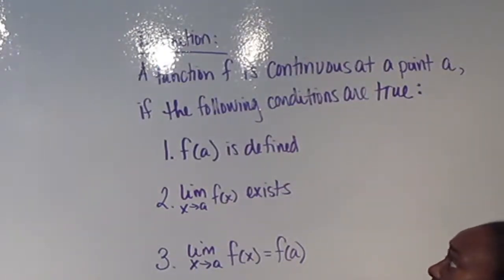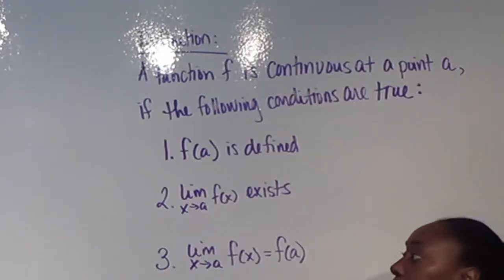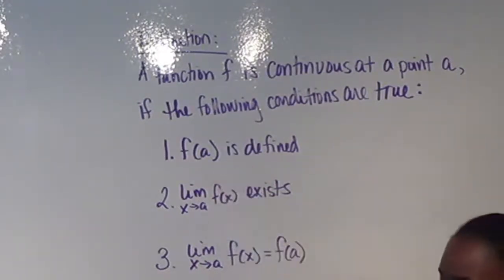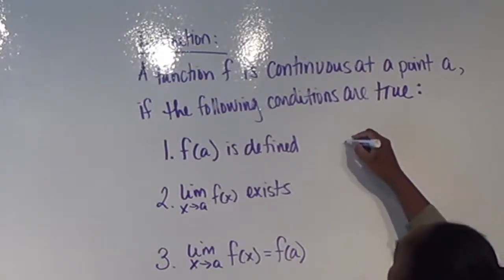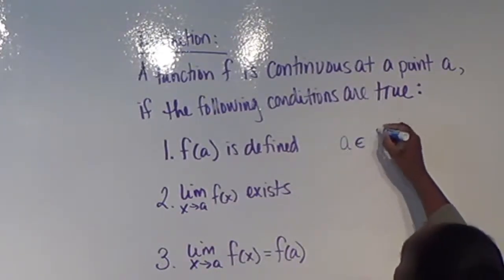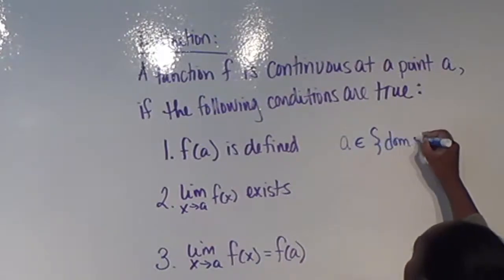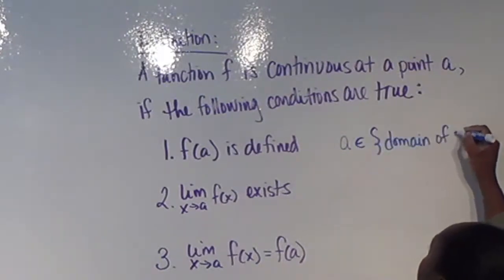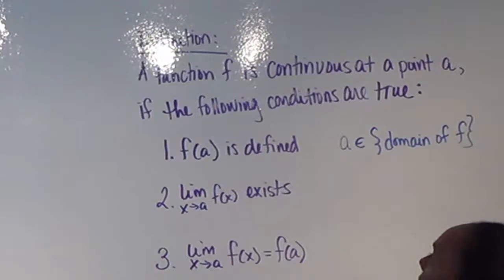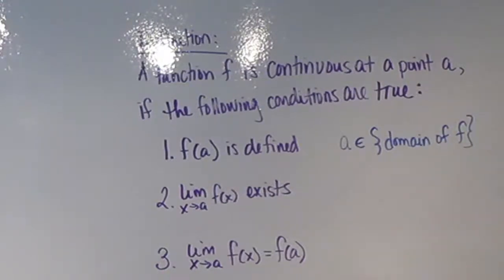A function f is continuous at a point a if the following conditions are true. And it does mean all three conditions have to be true. First is that f of a is defined. All we mean by this is that a is an element of the domain of f. Okay? So whatever point we're looking at, in order for it to be continuous, it does have to be within the domain. Okay?